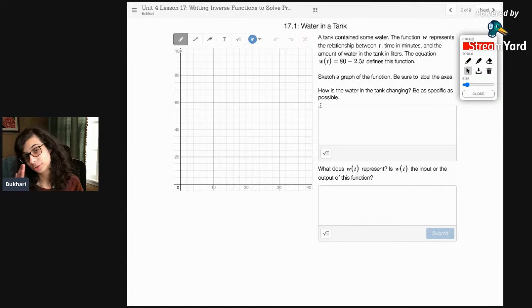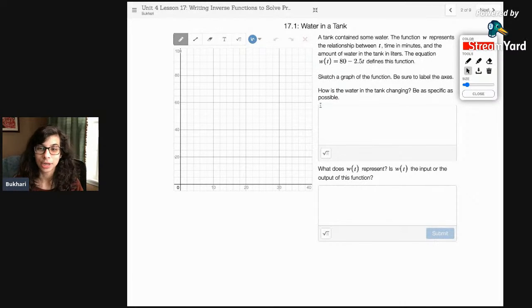If you need to go back to how to sketch linear equations, go back to lessons 10 and 11 in your Unit 2. Those practice problems will definitely help you going over how to sketch a graph of a linear function. Then you want to talk about what is the story, right?